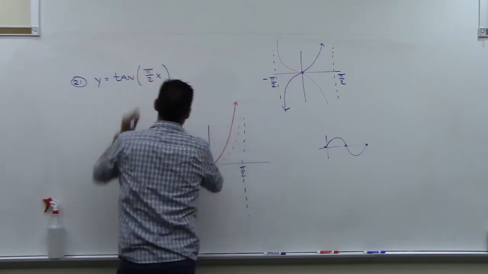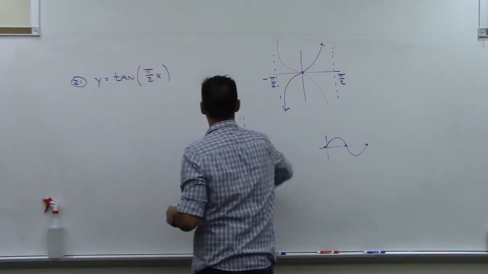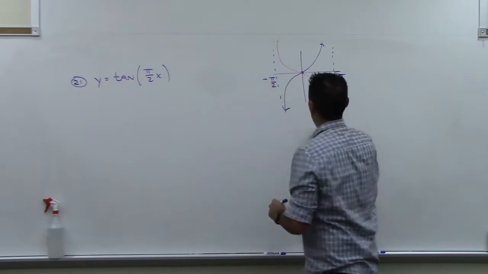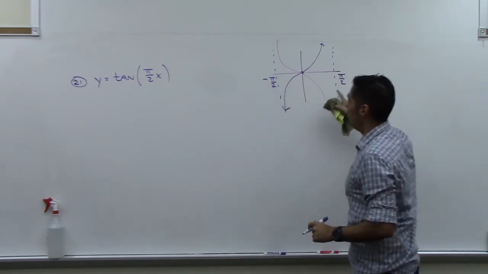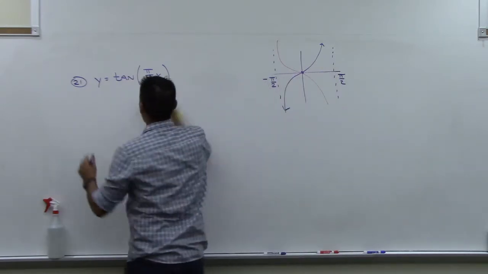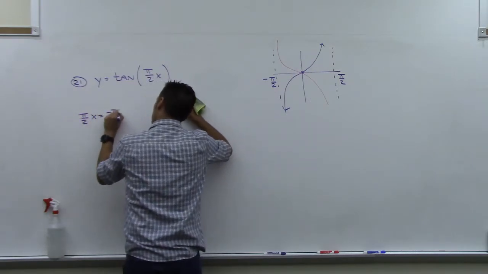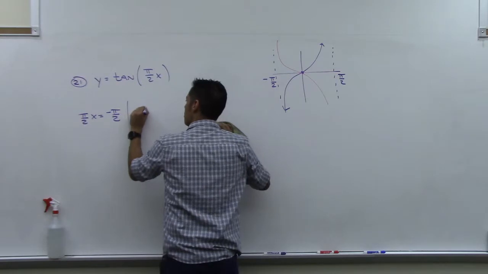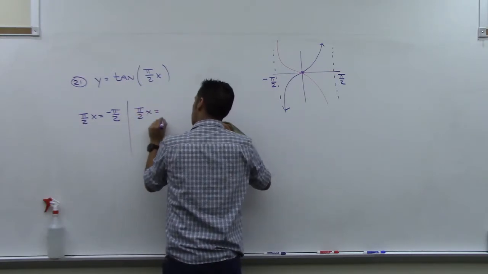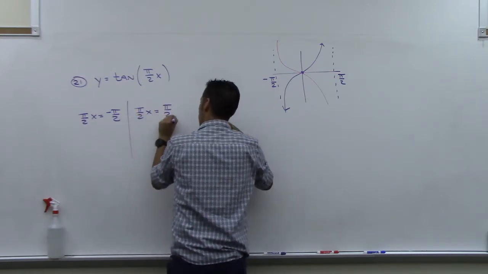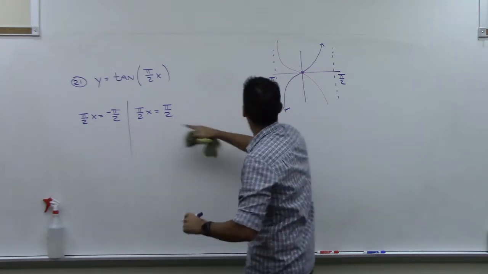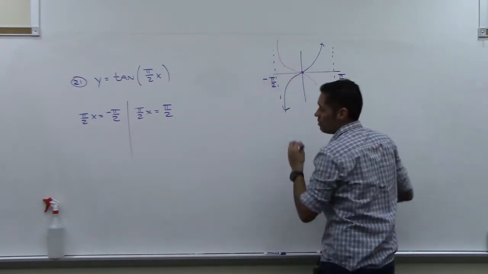All right, so same story. We have a tangent function. The important points are the two ends and the middle. So I'm going to take the argument here, pi over 2x, and set it equal to negative pi over 2. And I'm going to take pi over 2x and set it equal to positive pi over 2. That's going to give us where our vertical asymptotes are.